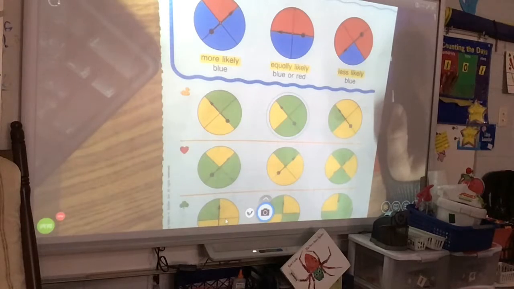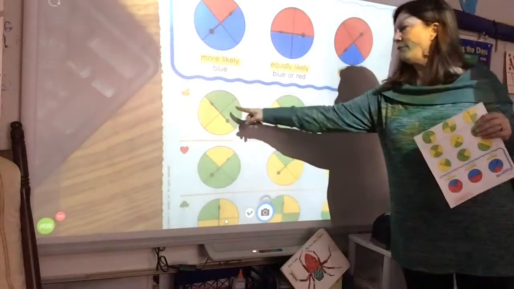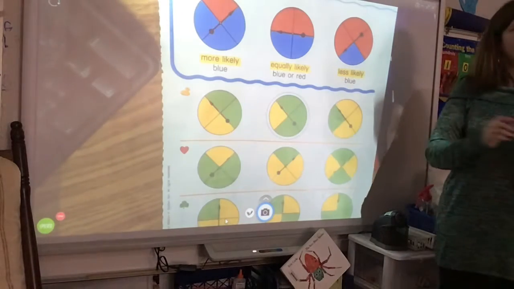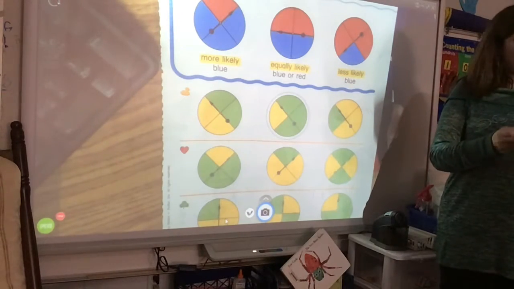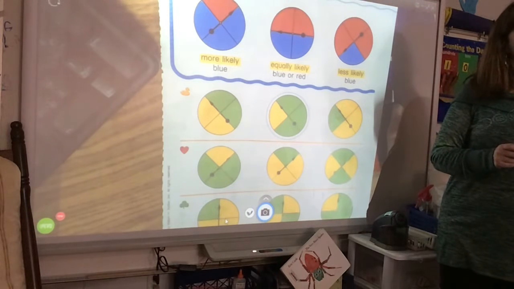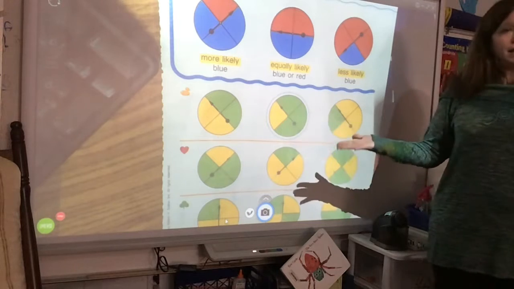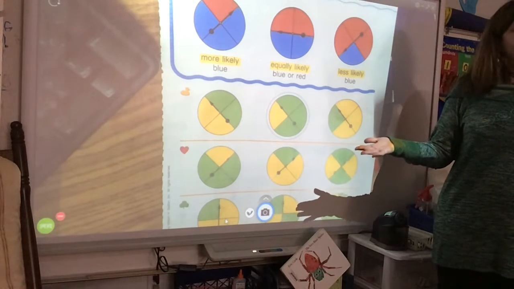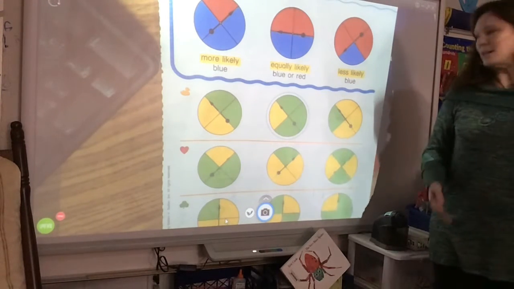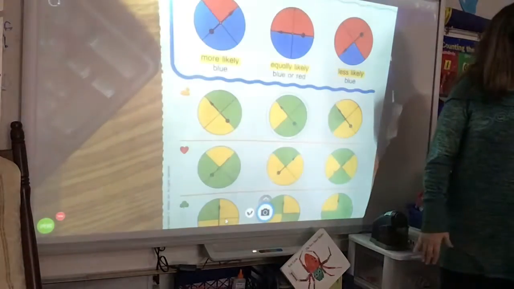That is more likely to land on green. The first one, the second one, or the third one, Isabella? Which one is more likely to land on green? The middle one. You're right. Why? Because there's 1 yellow and 3 green. That's right. There's only 1 yellow and 3 greens. Good job.